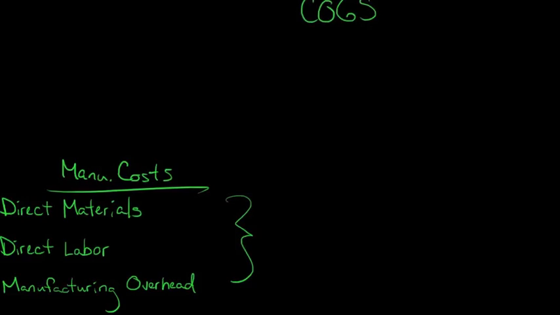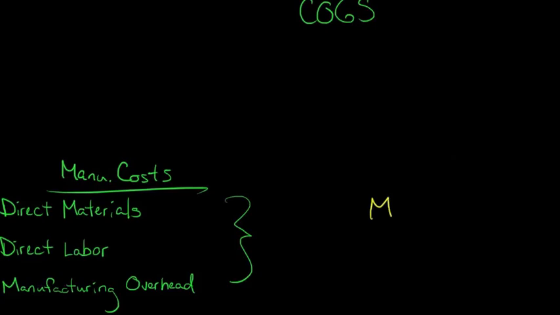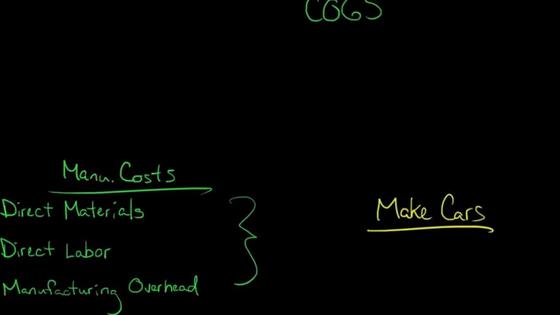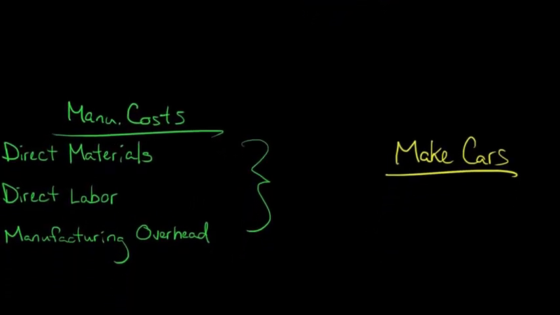Let's take a firm, and let's say that you manufacture automobiles. So you make cars. That's what your firm does. We're just going to use an example as we walk through direct materials, direct labor, and overhead and tie it back into this idea of making cars, so you can understand and it's a little bit less abstract.